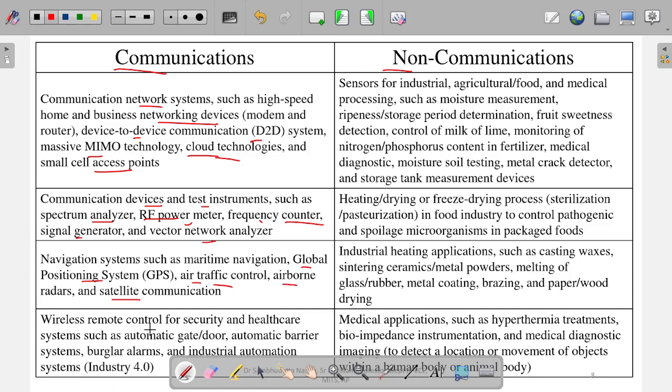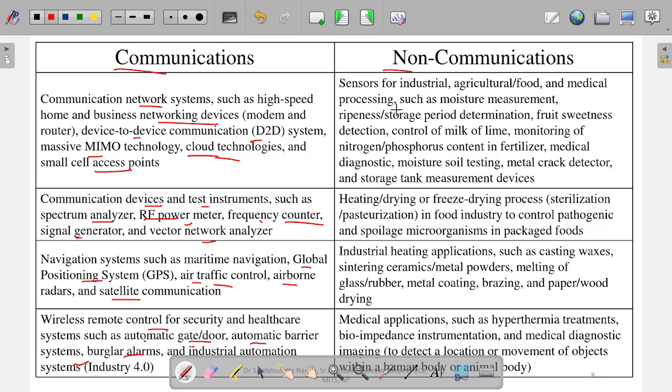Next, wireless remote control. Nowadays TV remotes do not come with an IR sensor; they come with a wireless microwave RF system. So microwave engineering is used there. And then healthcare systems, such as automatic gate doors, automatic barrier systems, burglar alarms, and industrial automation systems, Industry 4.0. In all these cases microwave engineering is used.